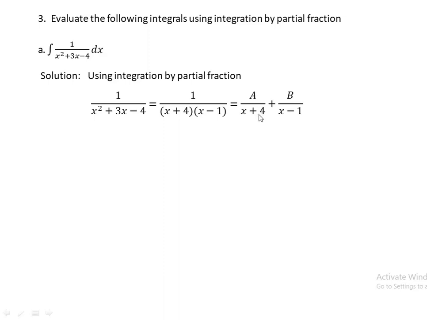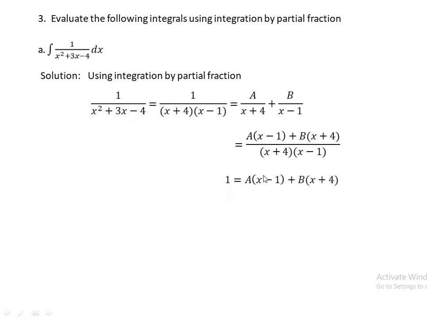Now this can be written as a times x minus 1 plus b times x plus 4, the whole over x plus 4 times x minus 1. Now x plus 4 times x minus 1 is cancelled by the denominator x squared plus 3x minus 4, or x plus 4 times x minus 1. Then we are left with 1 equals a times x minus 1 plus b times x plus 4.